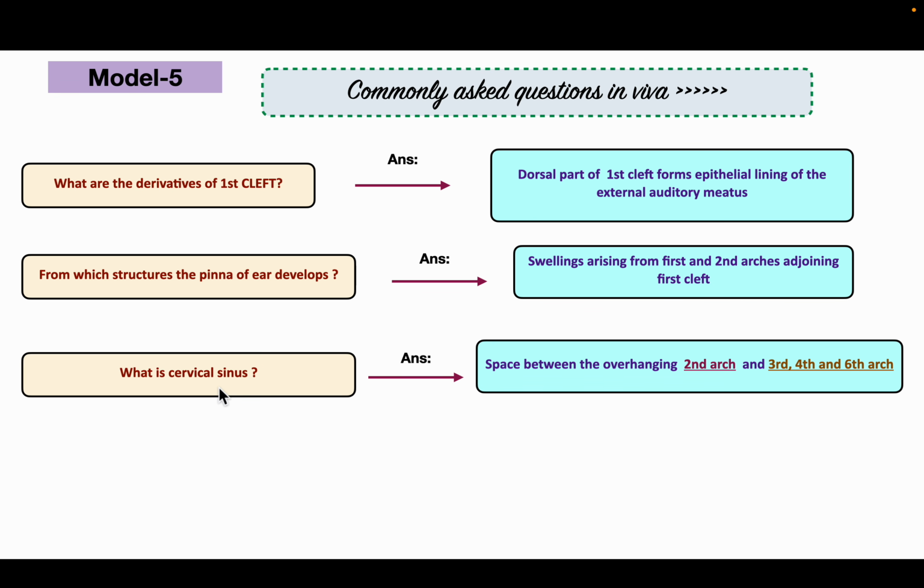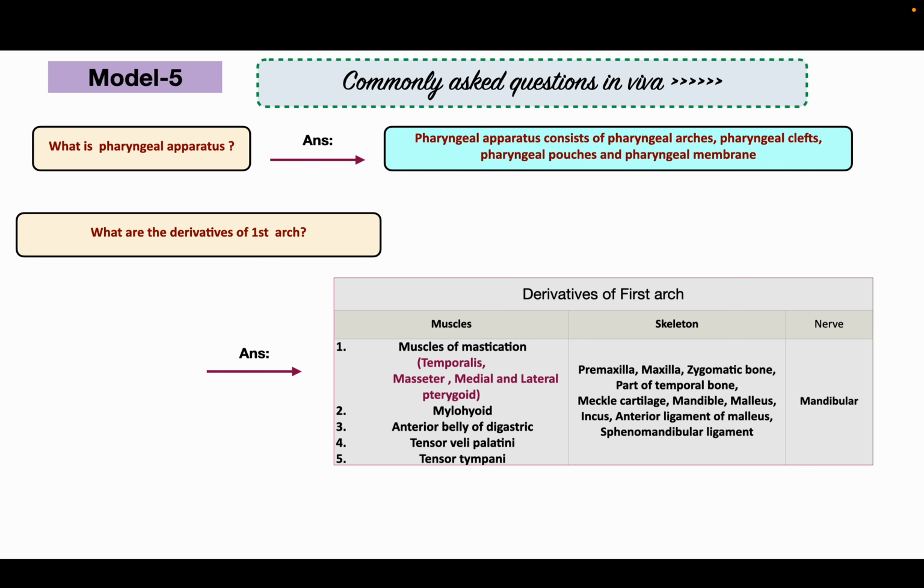Then what is the cervical sinus? It is a space between the second arch and the third, fourth, and sixth arches. So that is the cervical sinus. Now, what is the pharyngeal apparatus? You know it: the pharyngeal apparatus consists of arches, clefts, pouches, and the pharyngeal membrane.